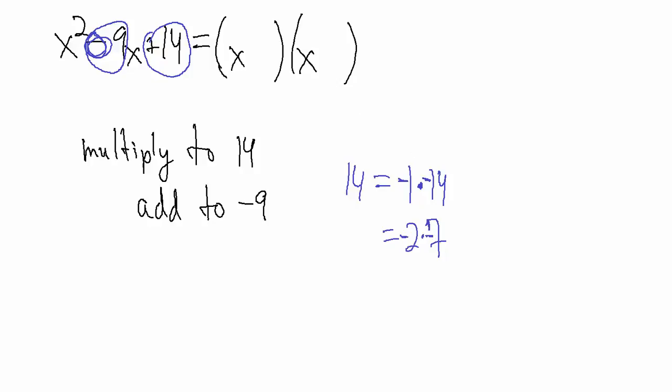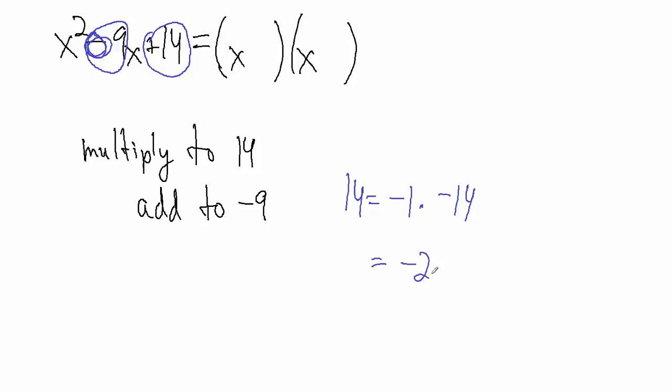Okay, let's actually go ahead and write that. A little more space, a little easier to read. So 14 is negative 1 times negative 14, and it's also equal to negative 2 times negative 7. Okay, now does this work here? So negative 1 times negative 14, of course the product works, that's how we just found this. But what if we add those two numbers together? Well, negative 1 plus negative 14 is negative 1 minus 14, which is negative 15. So no, that's actually not going to work.